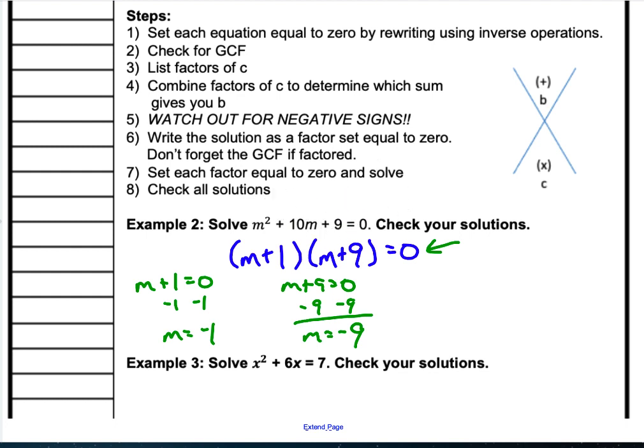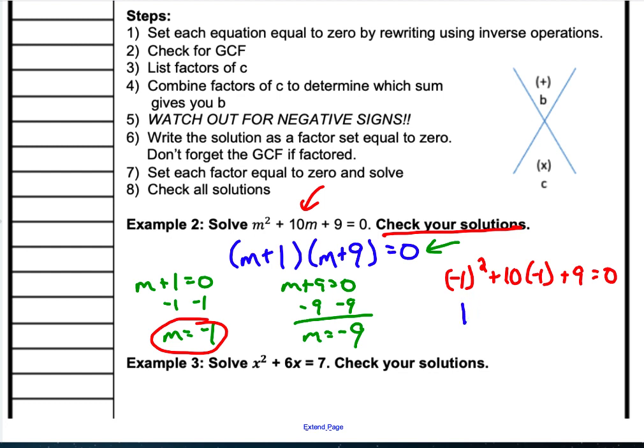So let's check and see if it actually works. Let's plug in negative 1 for m. So I have negative 1 squared plus 10 times negative 1 plus 9, and we want it to equal 0. Well, negative 1 squared is 1, and 10 times negative 1 is negative 10, and 9. 1 plus negative 10 plus 9 really is equal to 0. So it worked.